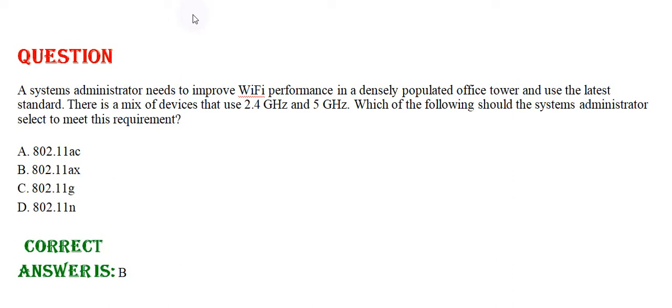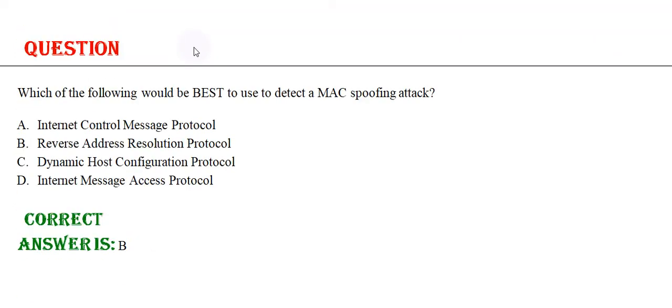The systems administrator needs to improve Wi-Fi performance in a densely populated office tower and use the latest standard. There is a mix of devices that use 2.4 GHz and 5 GHz. Which of the following should the system administrator select to meet the requirement? Option A, 802.11ac, option B, 802.11ax, option C, 802.11g, option D, 802.11n. The correct answer is option B. Moving towards the next question.